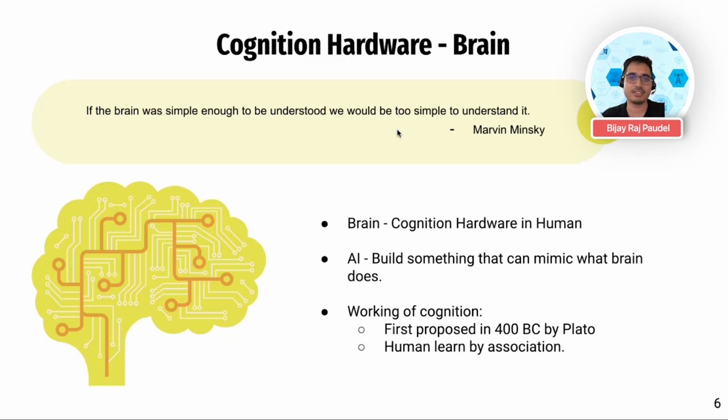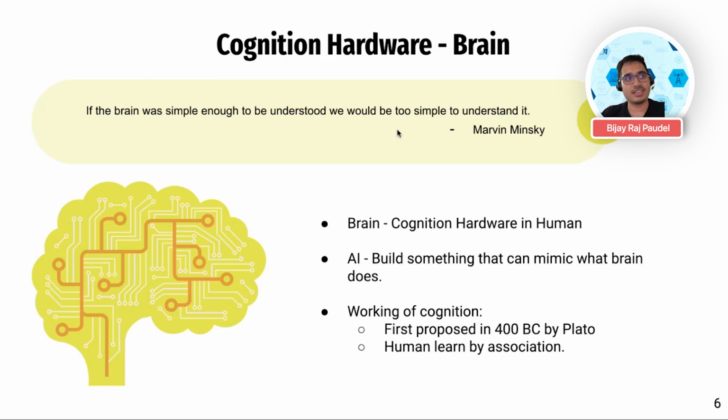But even to this day, we don't know how everything works together to give us that ability to learn, to understand abstract things, to connect things. So that is still a mystery. And there is this famous quote that says, if the brain was simple enough to be understood, we would be too simple to understand it. Because the brain is complicated, we are having a very hard time understanding it.